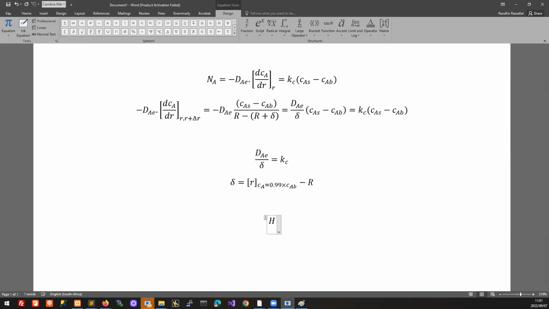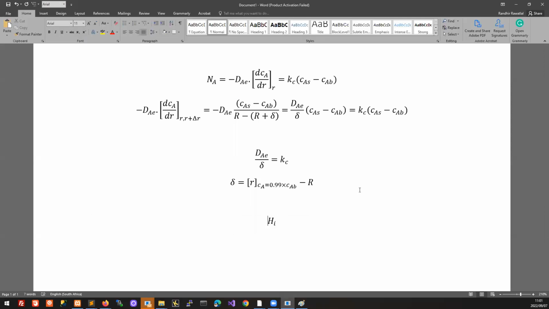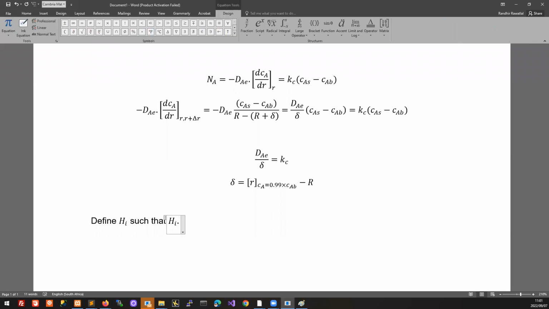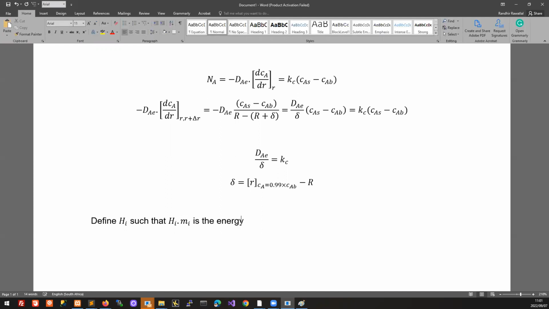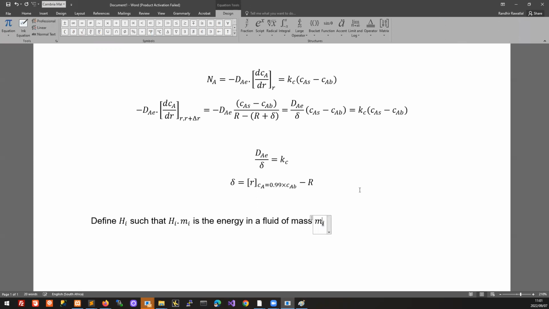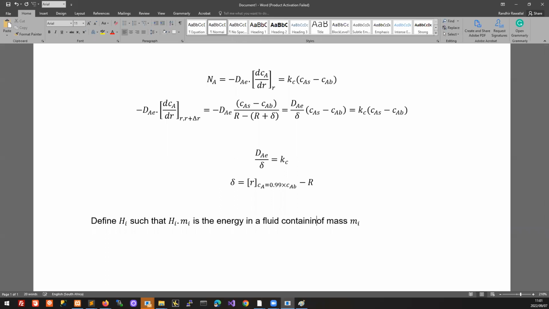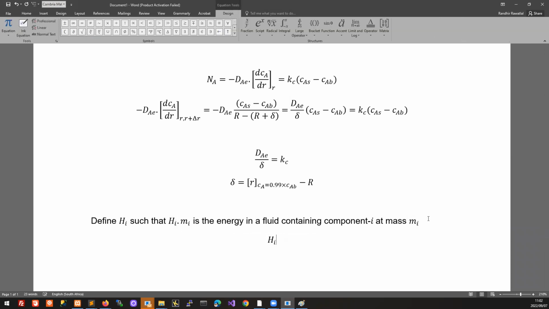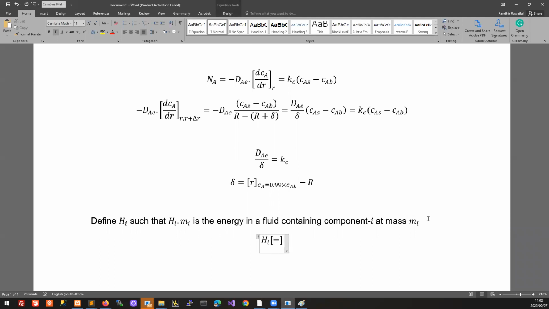So let's define enthalpy. Define H_i such that H_i times M_i, let's say this is the mass, is the energy in a fluid containing component i at mass M_i. So enthalpy is then the mass analog of energy. H_i will have units of joules per kilogram.